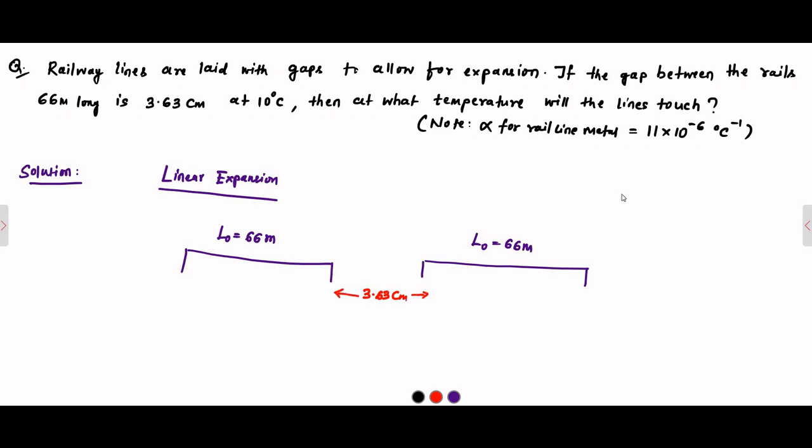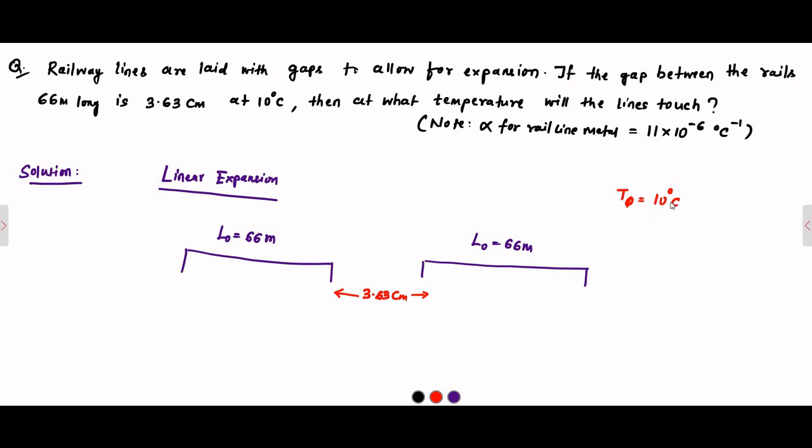So the initial temperature is 10 degree Celsius. Okay, this is T0. You can write it as Li or L0, Ti. Finally, you can use subscript Tf or any other T dash. So it's up to you. So the initial temperature is 10 degrees Celsius.